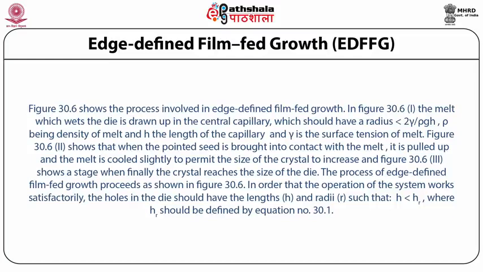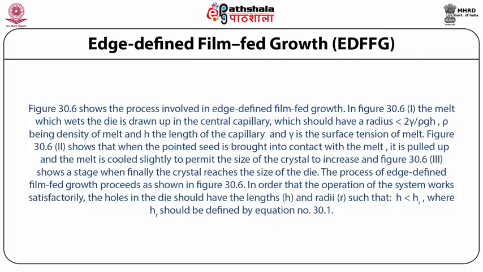In figure 30.6, first, the melt which wets the die is drawn up in the central capillary. It should have a radius less than 2γ/ρgh, ρ being density of melt and h the length of the capillary, and γ the surface tension of melt.